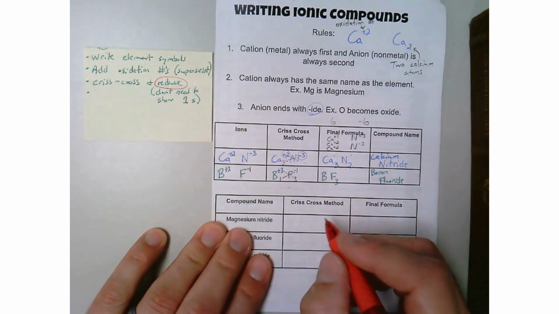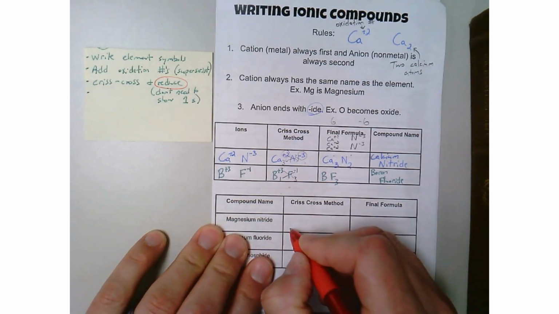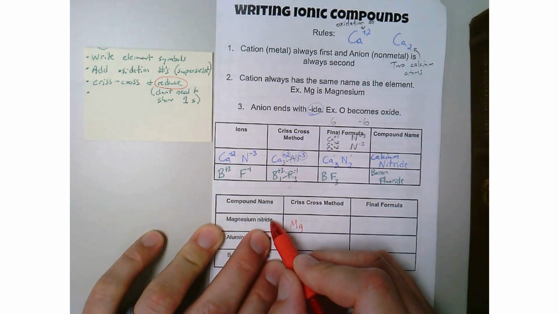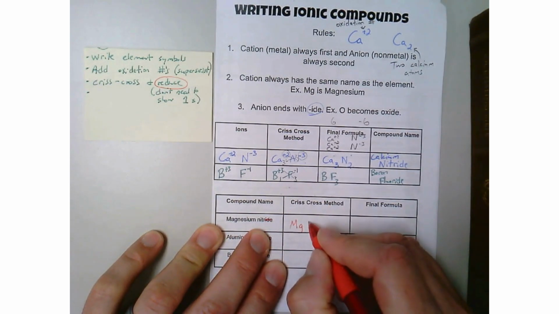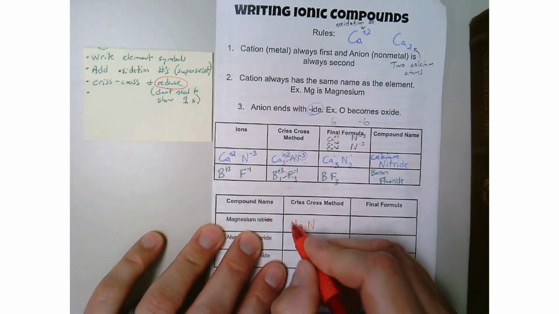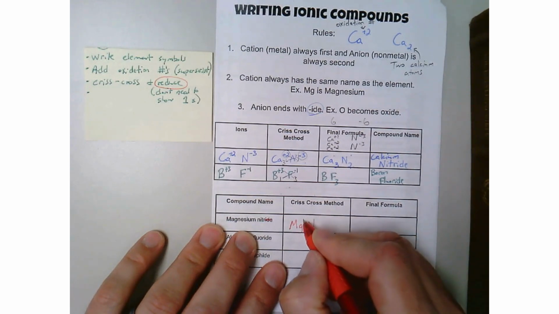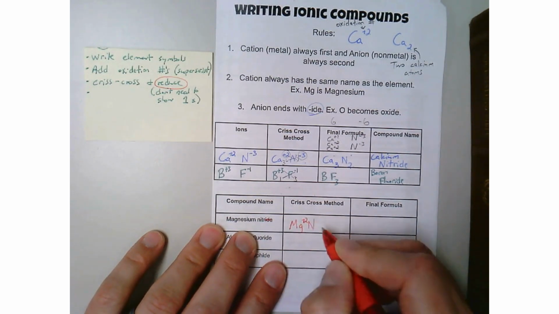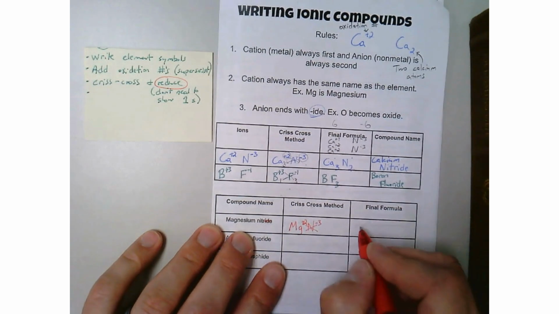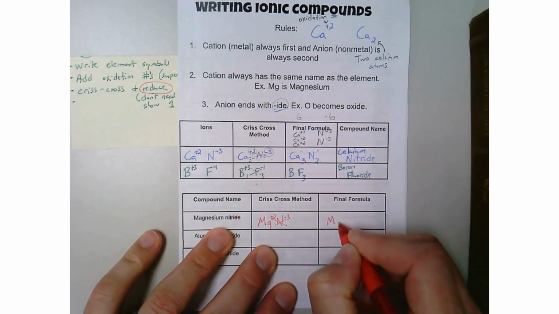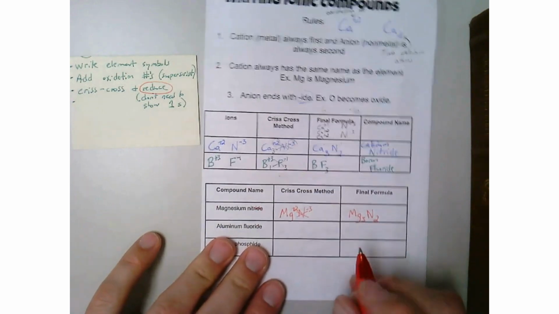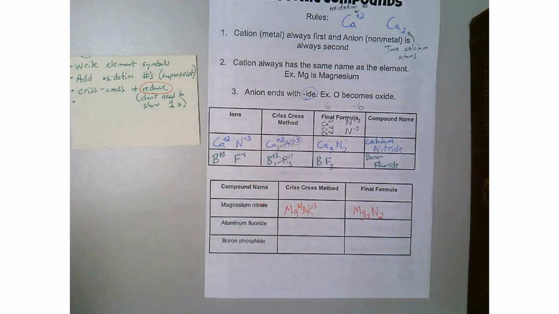All right, magnesium nitride. So we know magnesium is Mg. That one's going to be just like it's written, magnesium. And nitride, if you were to put a different ending here, it'd be nitrogen. So it's going to be N. And then we need to look for what those charges are. Magnesium is a +2. And nitrogen is a -3, so we're going to crisscross those. We've got Mg3N2. All right, I'll go ahead and write.